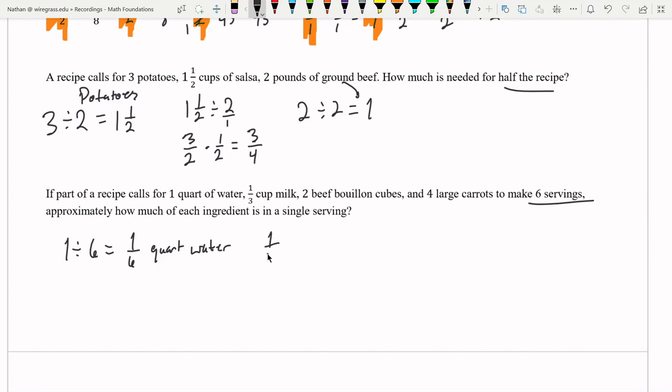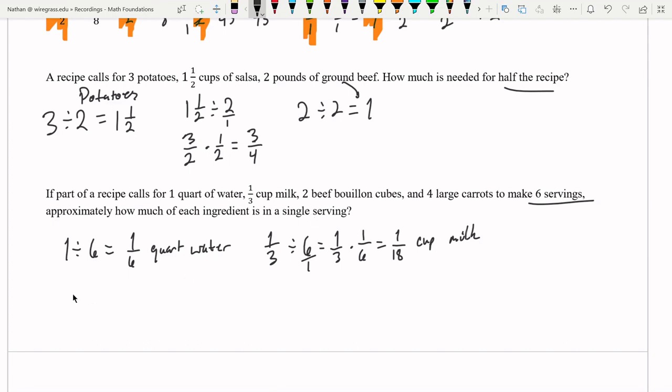Okay, we have 1/3 divided by 6. This is for milk. It's going to be 1/3 times, right? This is 6 over 1. 1 over 6. Going straight across. 3 times 6 is 18. So 1/18 cup milk.